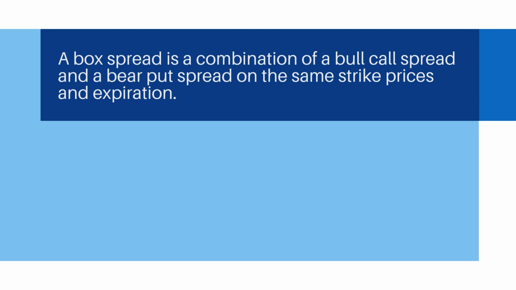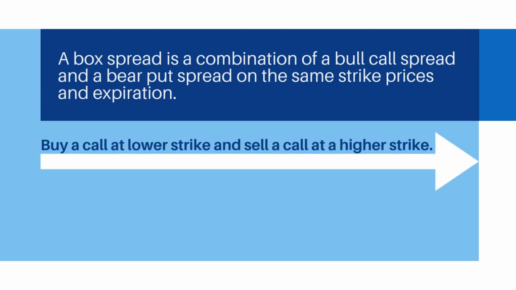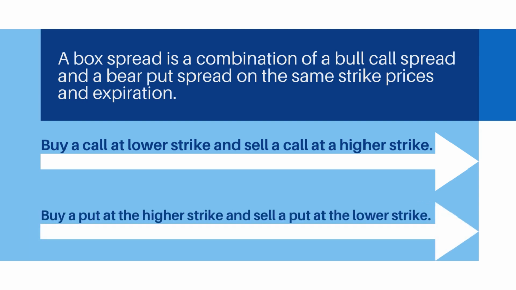Here's an example. You buy a call at a lower strike and sell a call at a higher strike. At the same time, you buy a put at the higher strike and sell a put at the lower strike. No matter where the stock goes, the expiration payoff will always equal the difference between those two strike prices. It's like creating a fixed outcome using options.